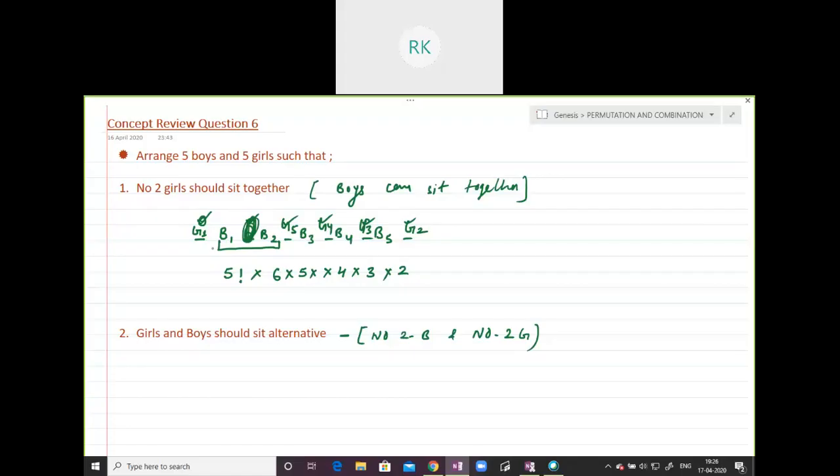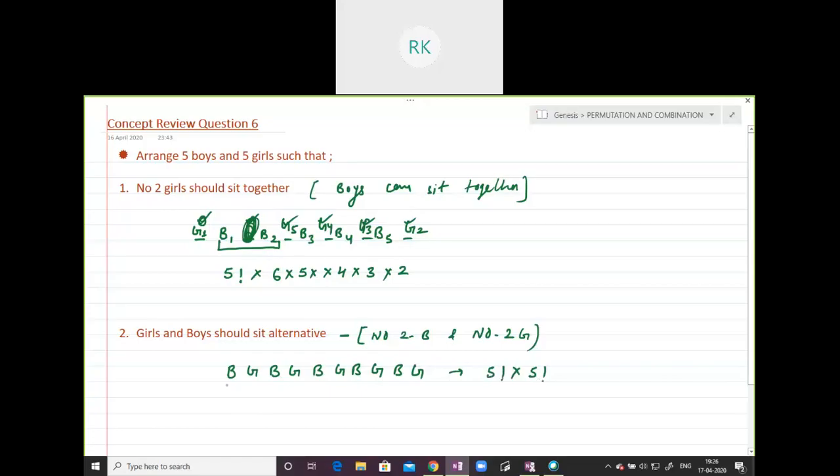What about the second question? Remember, no two boys can sit together, no two girls can sit together. It means alternating. It means that I can arrange boy, girl, boy, girl, boy, girl, boy, girl, boy, girl. That's all. 1, 2, 3, 4, 5. How much do you get? 5 factorial into 5 factorial.